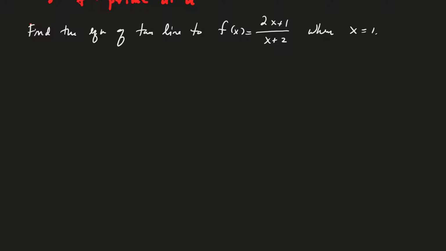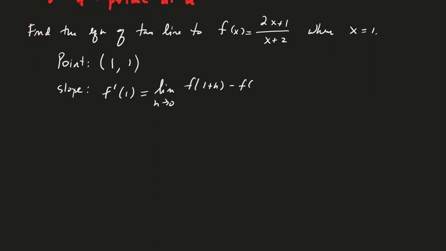Now to find the equation of a line, we need a point that the line goes through, and we need the slope. The x coordinate of the point is 1, so if I plug 1 into my function, I get 2 plus 1 is 3 on the top, and on the bottom 1 plus 2 is 3, so that's 3 over 3, or 1. Then the slope is our derivative. In this case it's f prime of 1, the limit as h goes to 0 of f of 1 plus h minus f of 1 divided by h.